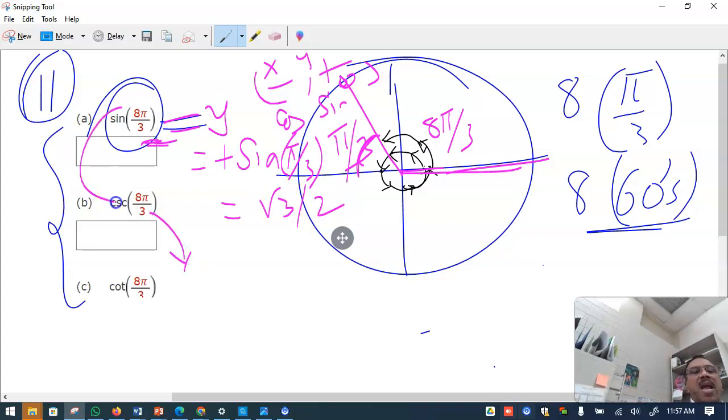Just flip the sine, right? So that means this will be 2 over root 3. But then you can't keep a radical, so you multiply by root 3. So that will give you root 3 over 3 like this.